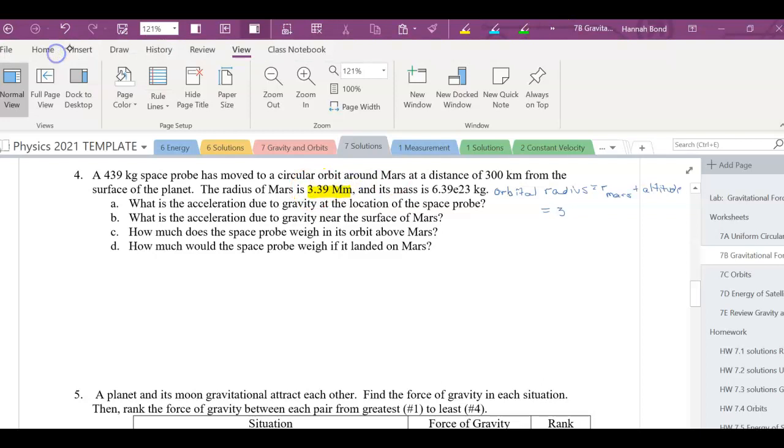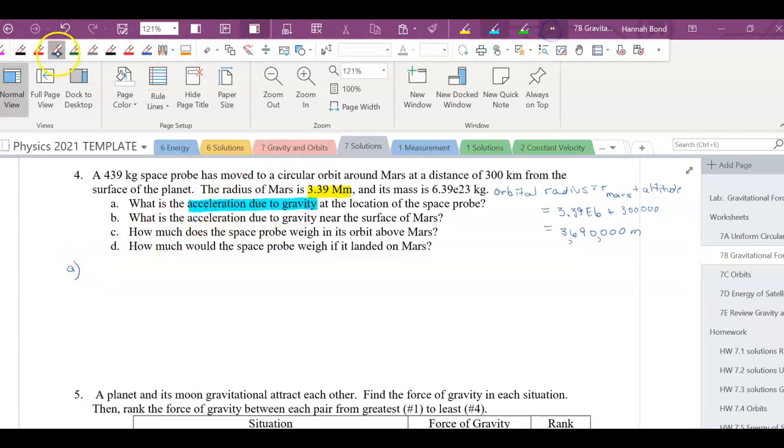So I need to understand what mega means. That's 3.39 e to the 6th meters, plus 300 kilometers is 300,000 meters. So the orbital radius is 3,690,000 meters. Okay, so the first question is the acceleration due to gravity. So again, I'm noticing this is acceleration due to gravity.